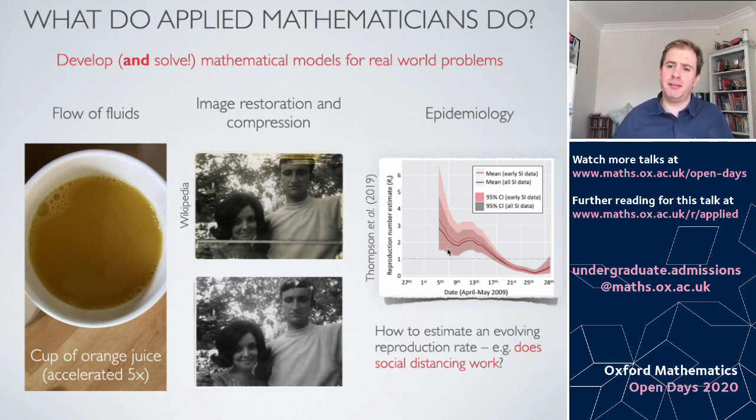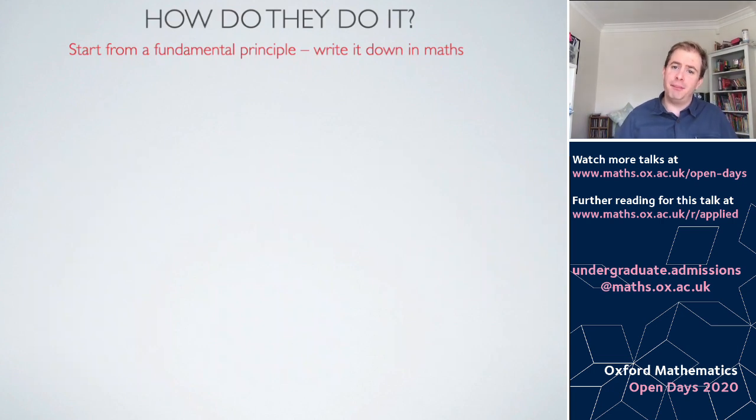So if that's what applied mathematicians do, then the question arises of, well, how do they actually do that? And I'm going to try and show you some examples of that. But what these examples all have in common is that we start from a fundamental principle and then we write that principle down in maths and try to see what the logical consequences of the principle are.